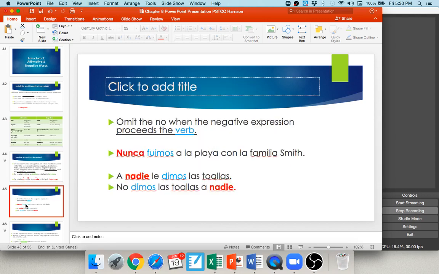Some more examples for you here. You can omit the no in the expression when the negative expression comes in front of your verb. So for example, fuimos a la playa con la familia Smith. We went to the beach with the Smith family. If you want to say we never went, you don't have to say nunca no fuimos. You can just say nunca fuimos. We never went, as an example there.